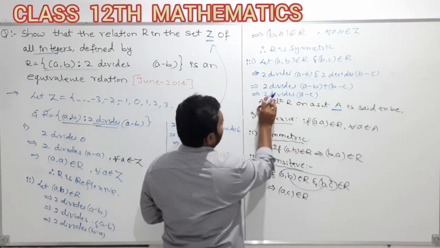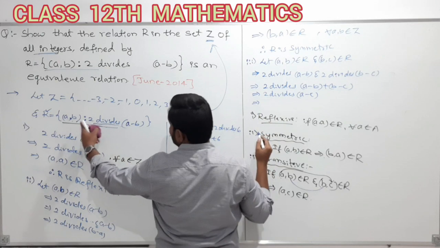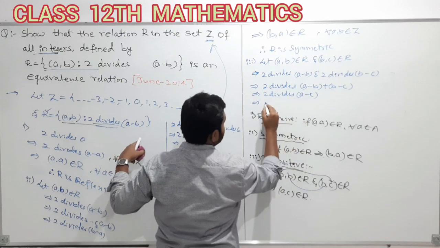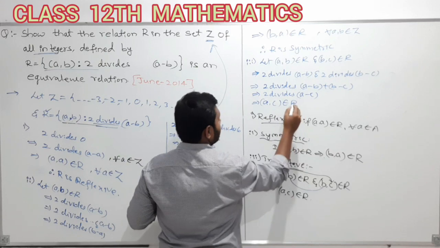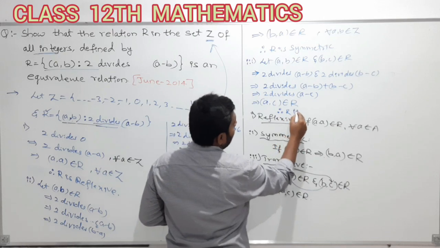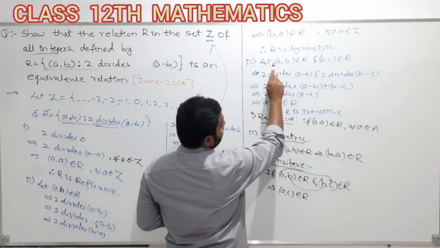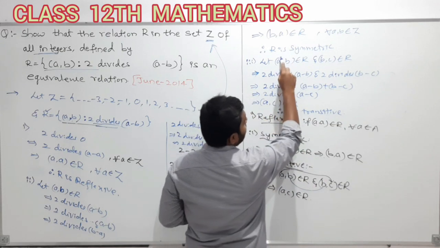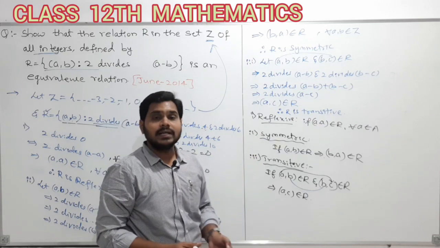If 2 divides A minus C, my dear students, then just as 2 divides A minus B means we can write A comma B, 2 divides A minus C means I can write it as A comma C. It is also in the relation R. A comma C also belongs to R. Therefore we can write R is transitive. Why is it transitive, my dear students? I took A comma B belongs to R and B comma C belongs to R, implying that A comma C also belongs to R. Therefore R is a transitive relation.